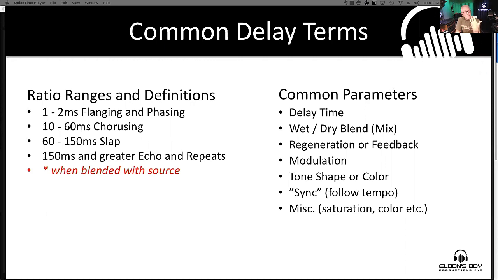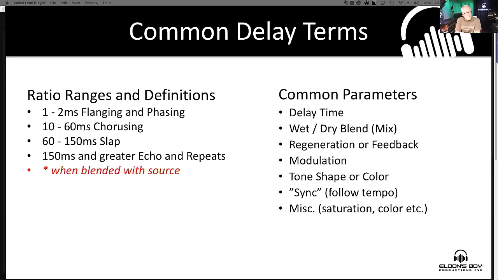We can even add saturation in the delays now to be able to create these kinds of things, to get them to really stand out. So is that what you're hinting at, Scott? More along the lines of, how did you get the 1 to 2 and the 10 to 60 and the 60 to 150? Is that somewhere that I've missed on the console, or how did you get that?